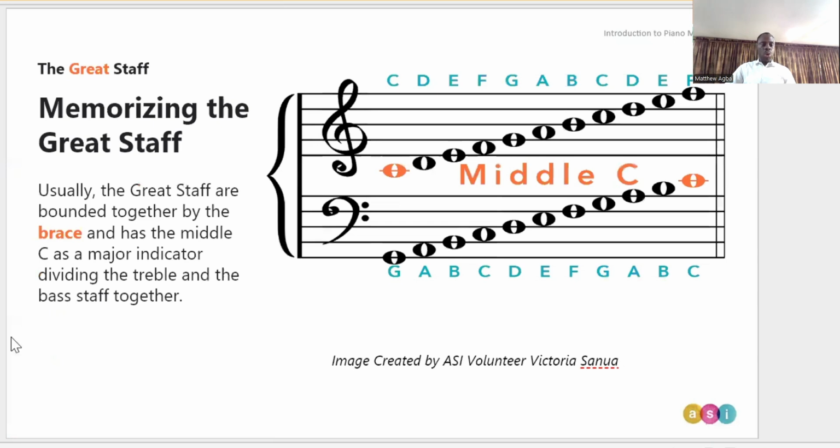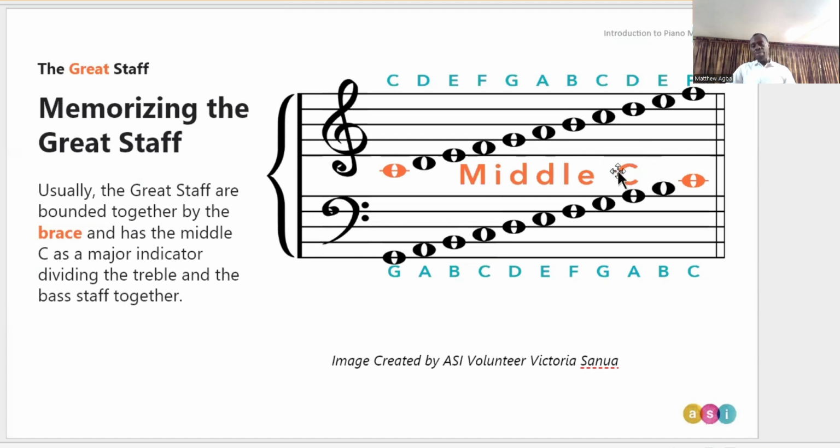We move into our last discourse for today, which is the grand staff, memorizing the names of the notes written on the lines and spaces of the grand staff. Usually the grand staff is bound together by the brace sign and has the middle C as a major indicator dividing the treble and the bass staff.